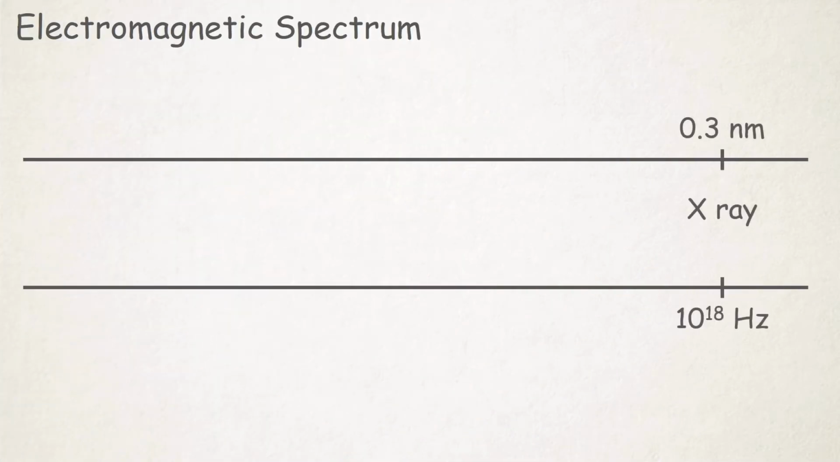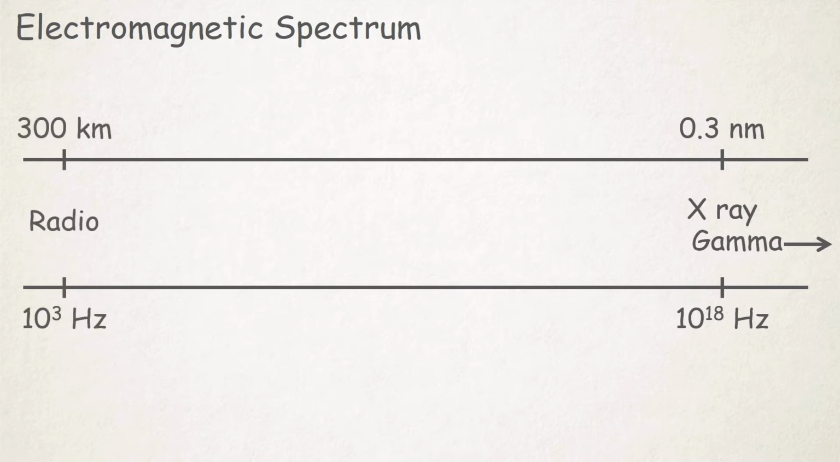On the electromagnetic spectrum, X-rays have short wavelengths and high frequencies. Only gamma rays are higher frequency and shorter wavelength than X-rays. On the other end of the spectrum, radio waves have long wavelengths and small frequencies. Radio waves can have wavelengths as long as hundreds of kilometers.